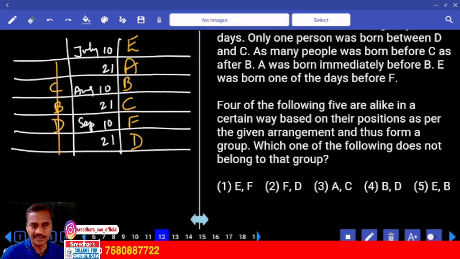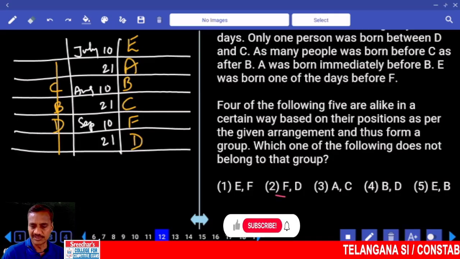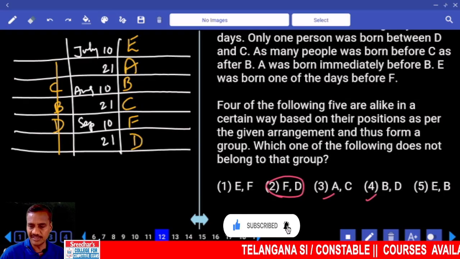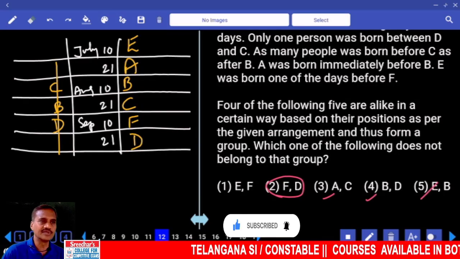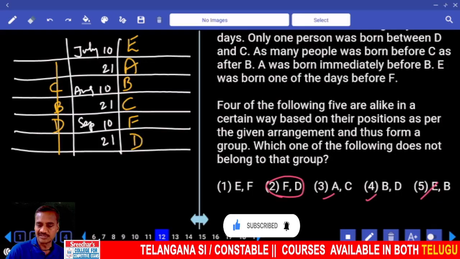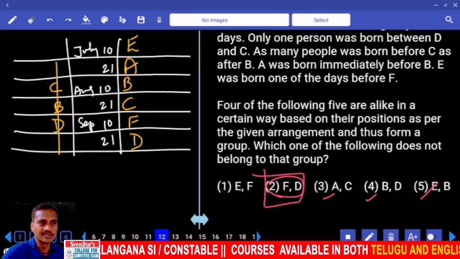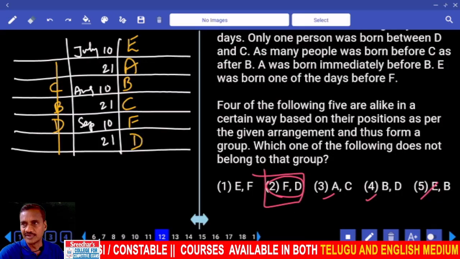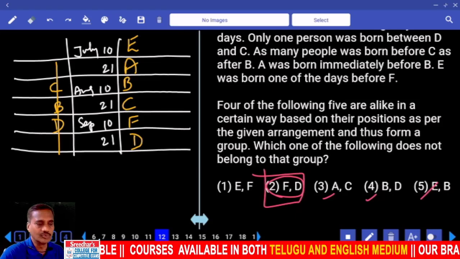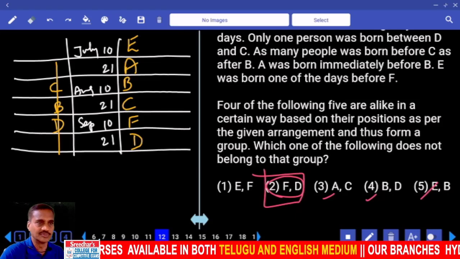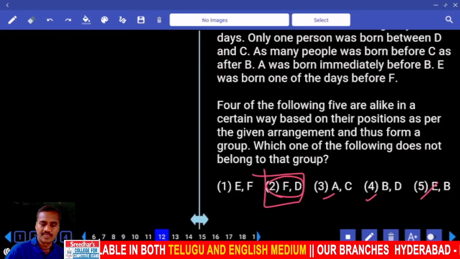Then E and F. E is on 10th July, F is in September. July and September. F and D are both in the same month. A and C, different months. B and D, different months. E and B, different months. Except choice 2, in the remaining, these 2 persons were born in different months, but in choice 2, both these 2 persons were born in the same month. Clear?